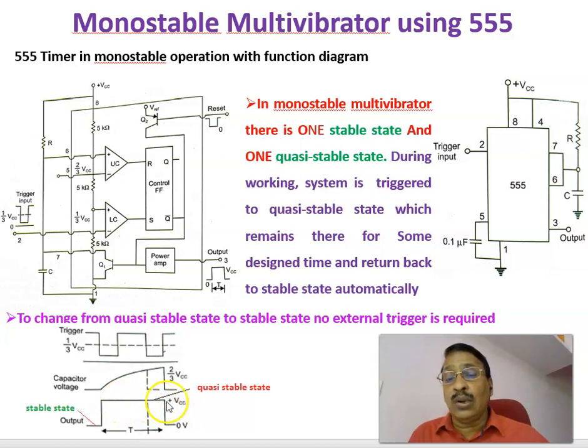To change from the quasi-stable state to the stable state, no external triggering is required. In order to change from the stable state to the quasi-stable state, you have to apply a triggering signal, because the applied voltage should be less than 1/3 VCC. But once it comes to the quasi-stable state, in order to return to the stable state, no external triggering is required in the case of a monostable multivibrator. Therefore, this is a monostable multivibrator using a 555 circuit.